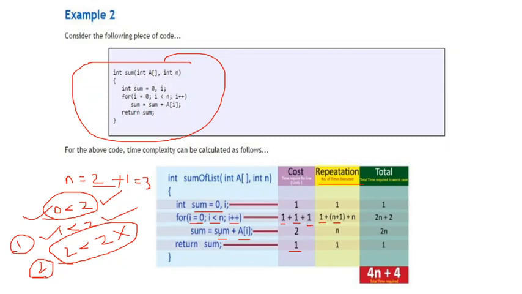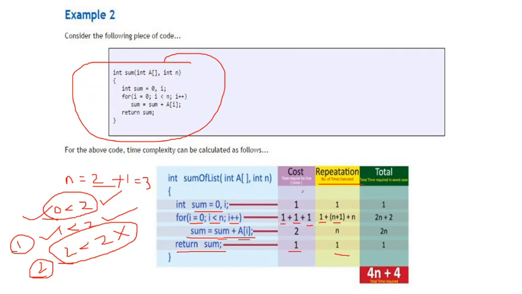And sum is equal to sum plus a of i, how many times will it be executed? Until the condition fails, it will exit from the loop. So until how many times will it execute? It will execute n number of times, and this statement will display n number of times, and at the last, return will take only 1.